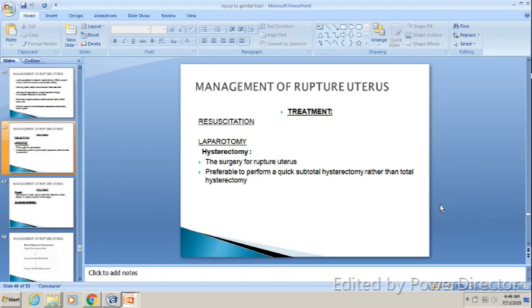Treatment: resuscitation, laparotomy, hysterectomy. In case of surgery for ruptured uterus, we have to see if you are able to salvage the uterus or not. If the bleeding is very high, and you are not able to properly do hemostasis, in that case, to save the patient, you have to decide what you have to do as early as possible.